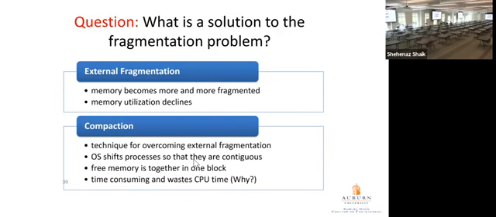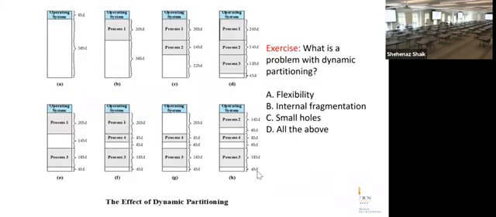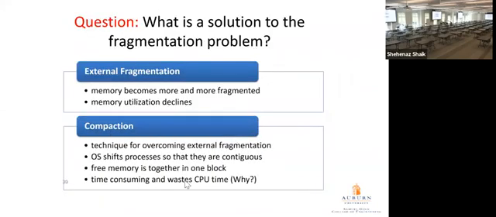But as we can see here, the process of compaction results in a lot of additional overhead, considering the entire address space of each process needs to be moved to a different location. Okay? So that is definitely one overhead, and it results in additional overhead on the CPU. Or in other words, it wastes CPU time.